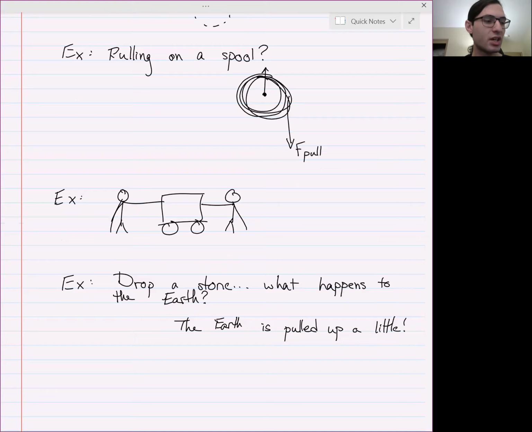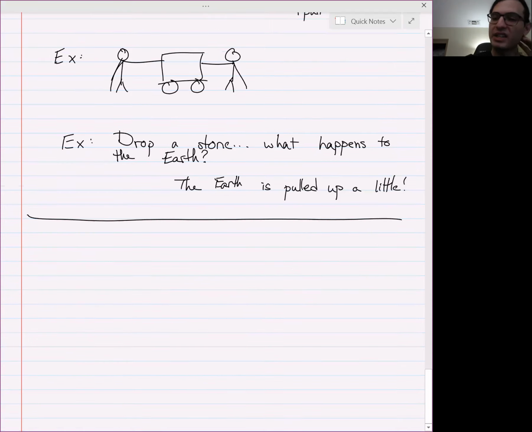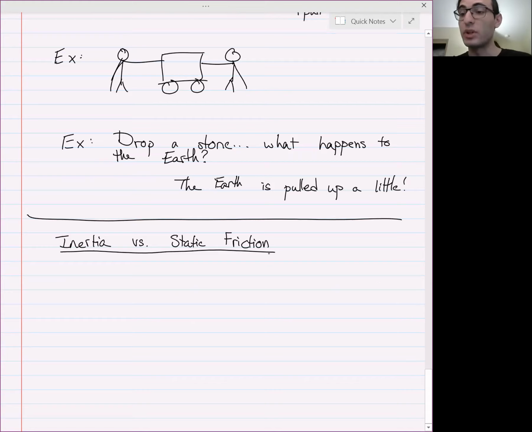So I need to introduce one more concept, just to erase any confusion that you may have had, because this is an annoying pet peeve of mine, which is the idea of inertia versus static friction. I actually got into an argument about this with a friend of mine, and I had to tell him, look, I teach this to my students. Trust me. So there's a difference between these things. Yes, inertia is a property of matter.